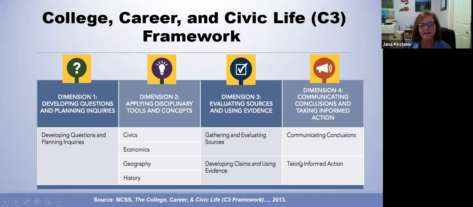And then I call this last piece our end game. In social studies instruction, I think our end game is that we graduate responsible citizens who can go out in the world, hold a job, and vote. And that's what I call taking informed action, make a difference in their community, in their state, all those things. So that is the national foundation, just a quick review of that. And here's the source if you're interested in looking into that in more detail.